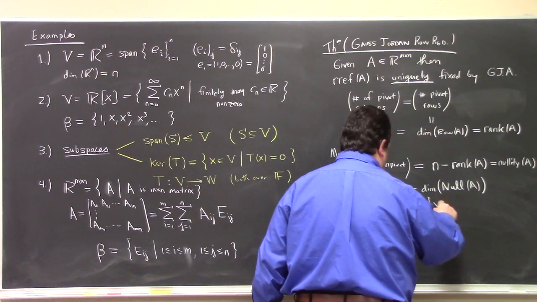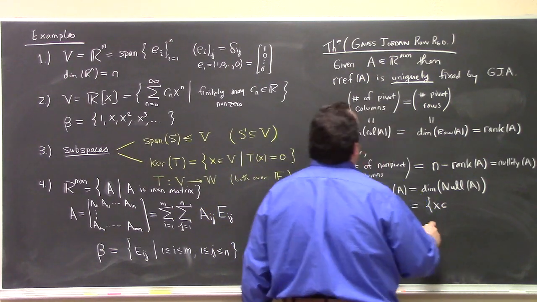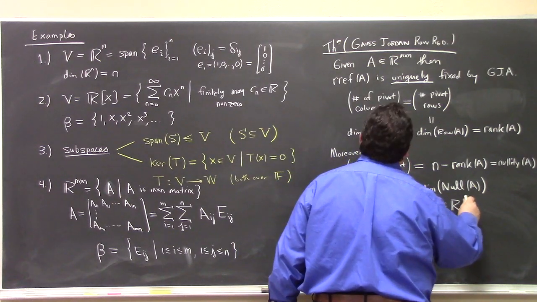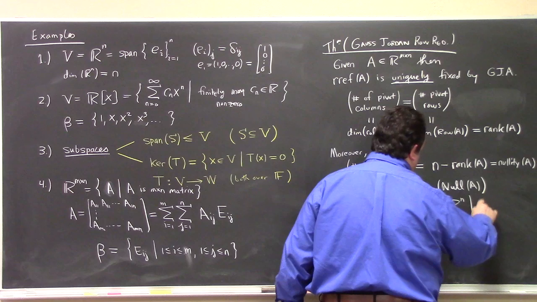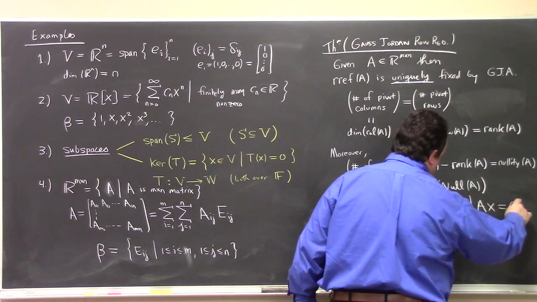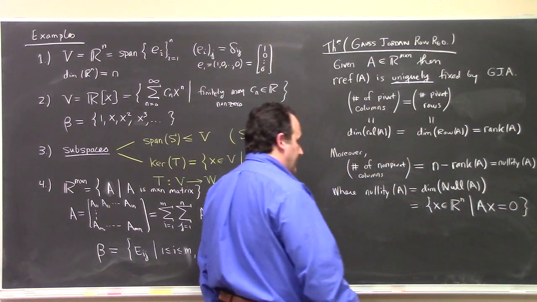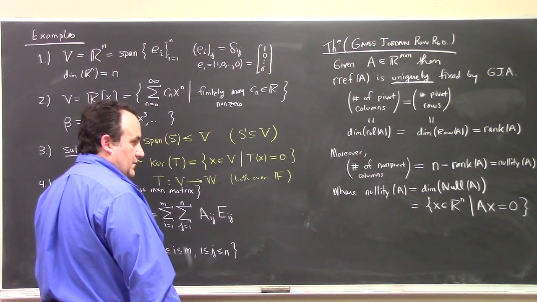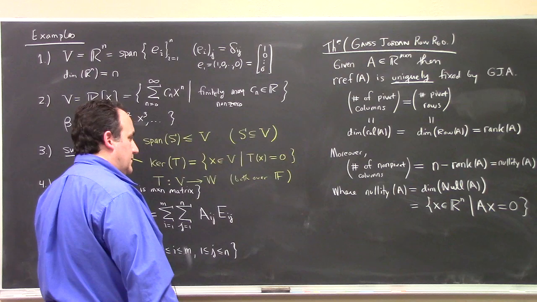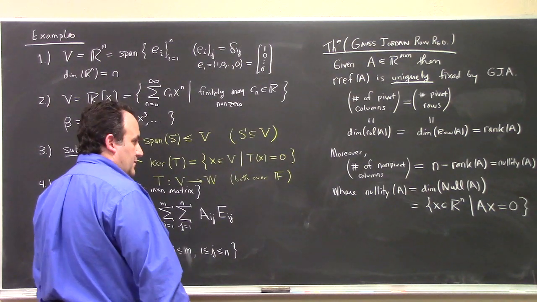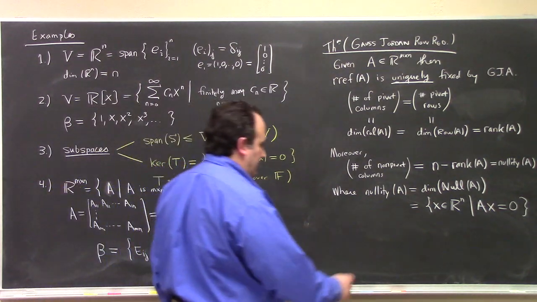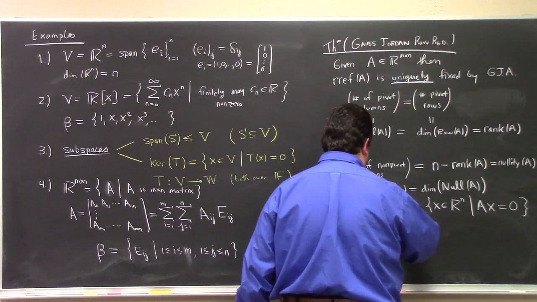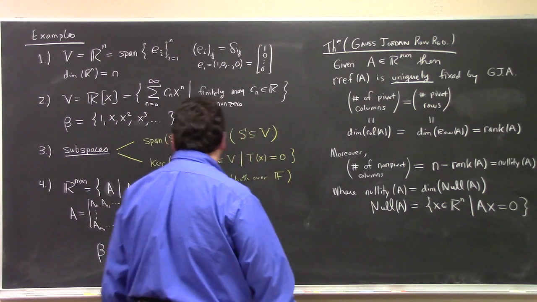What you're looking at is X in, let's say, I'm working over R, but we could just as well be over F. So it's X in R^n such that AX equals 0. This is what the null space of A means. Sorry, this is the null space of A, and the nullity is its dimension. Thank you, an important distinction to make.